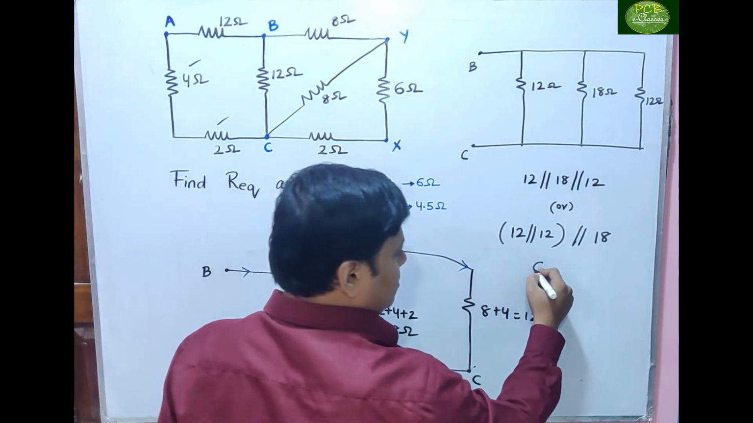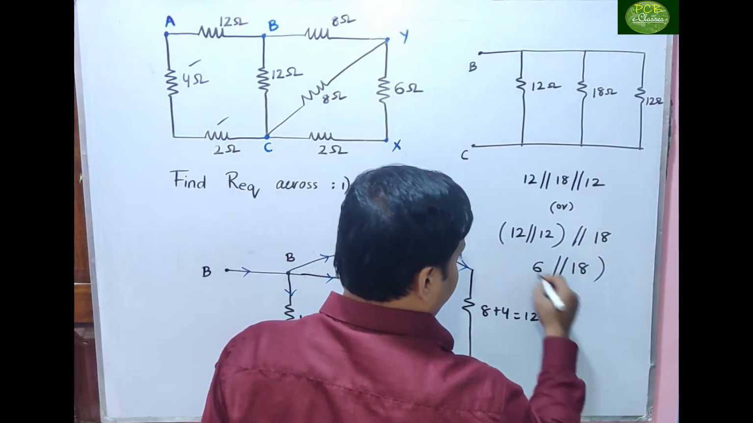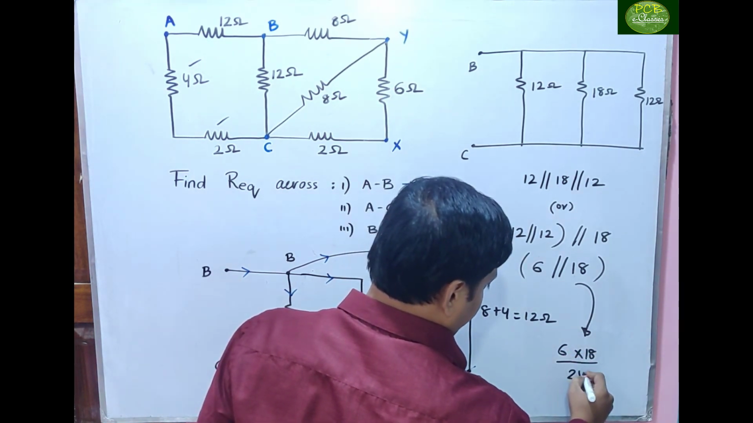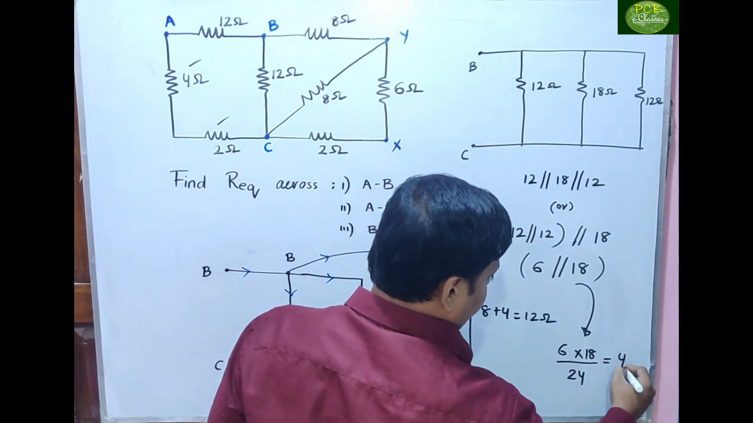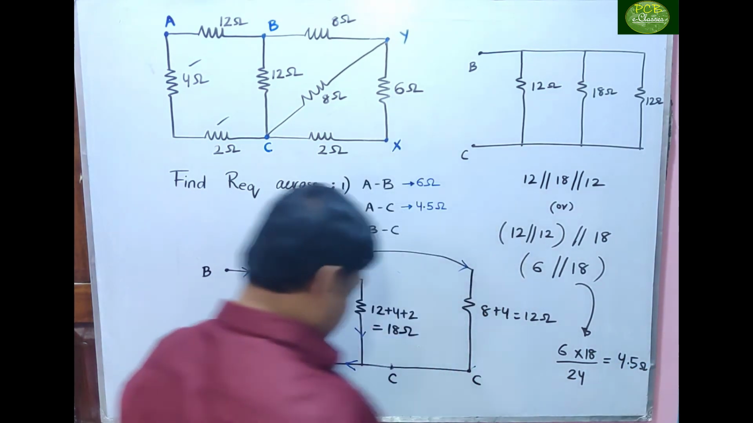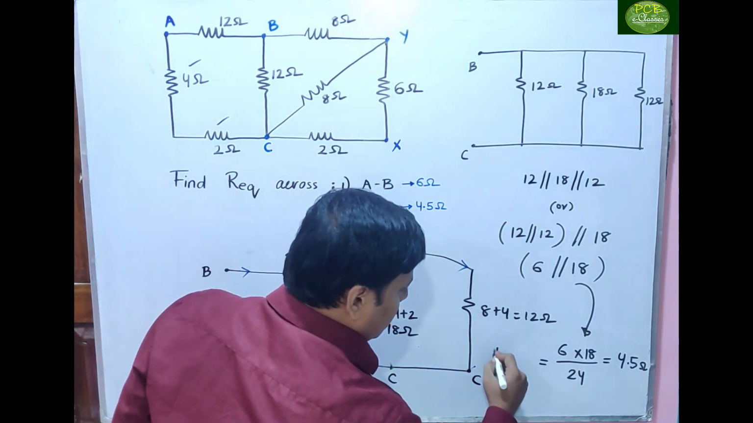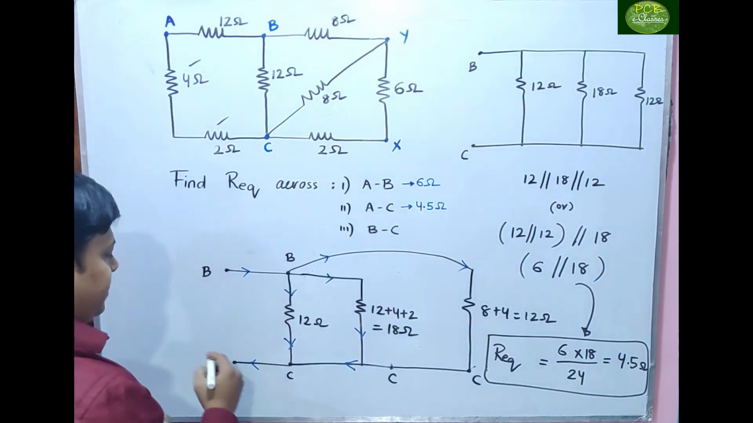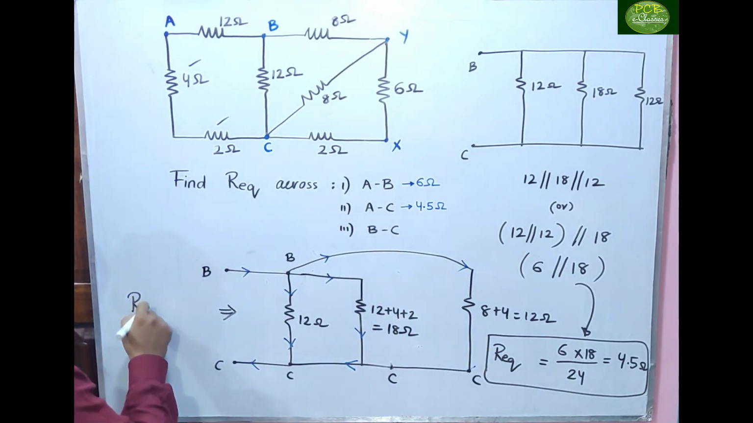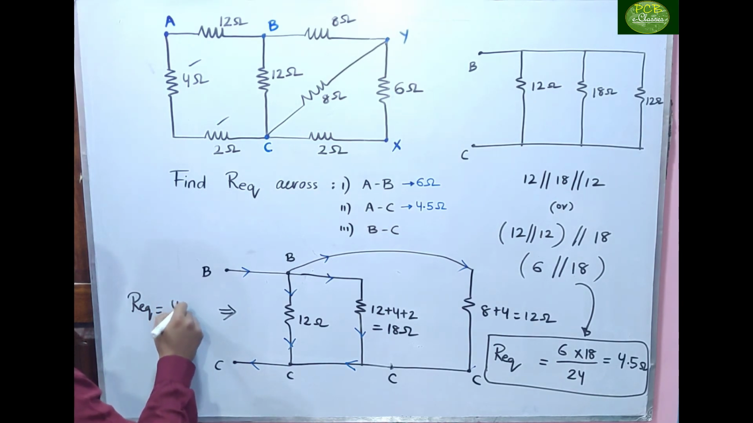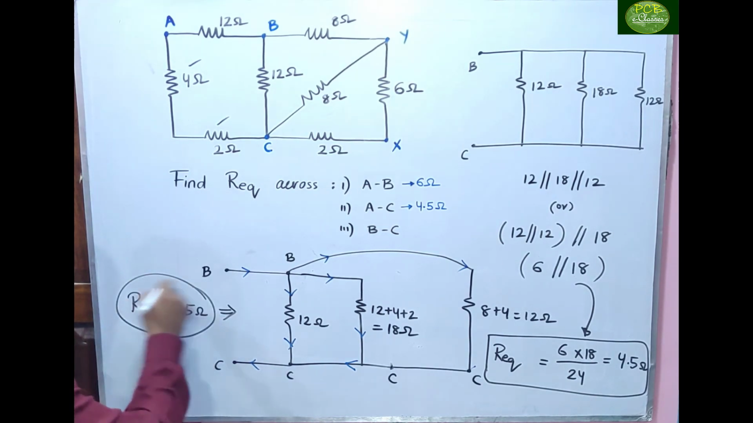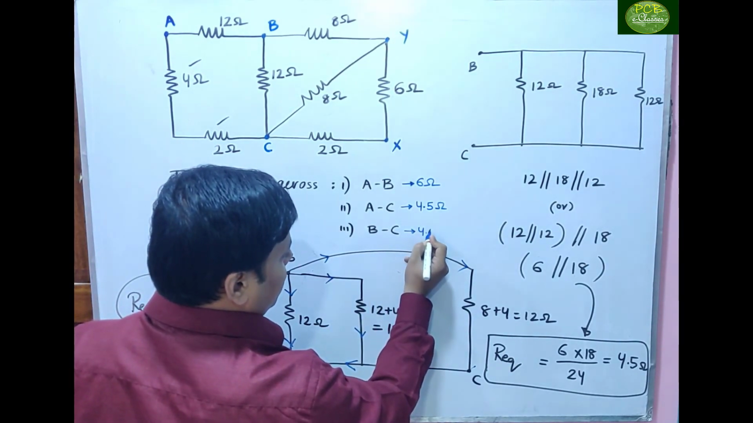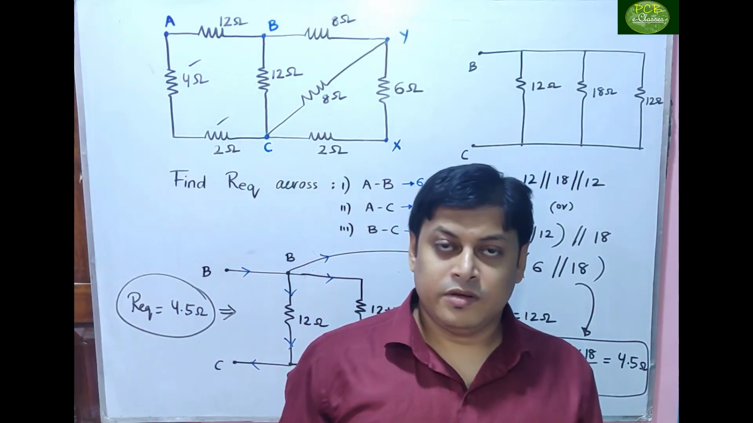12 parallel 12 is 6, 6 parallel 18. We have to find it out. So what will be the answer? 6 into 18 divided by 24, that is equals to 4.5 ohm. Fine. So this is your R equivalent across which point? BC. So R equivalent equals to 4.5 ohm. This is your answer. So what is the answer for the across BC terminal? It is 4.5 ohm.